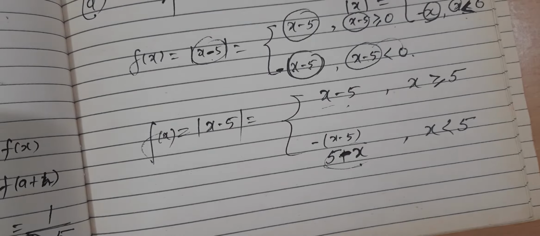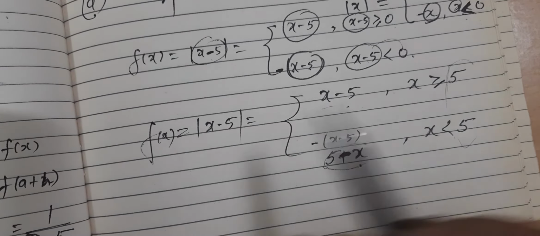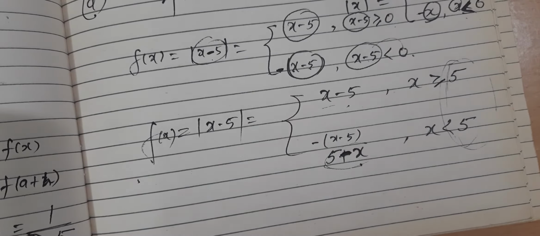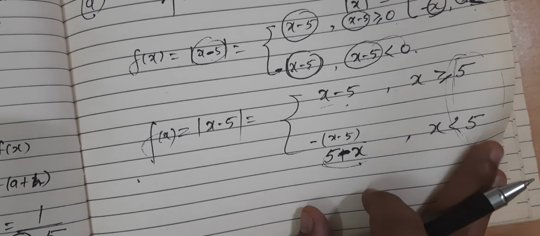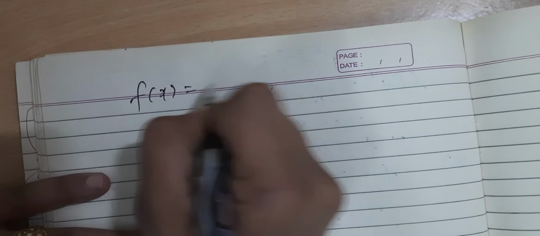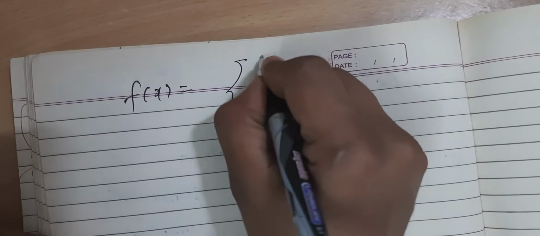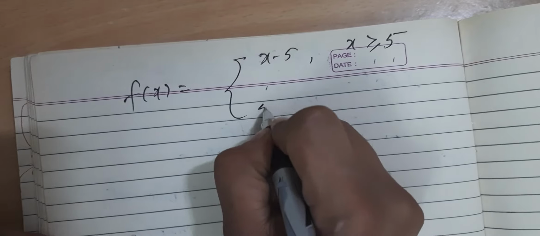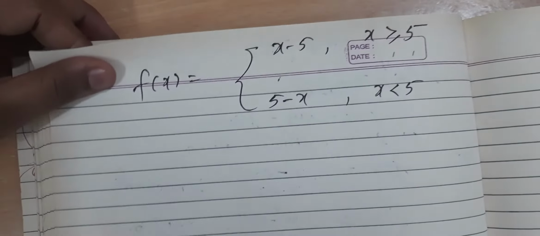So now we will check whether the function is continuous or not. But here we got a point 5. So we will check the continuity of this function at which point? At this point 5. Okay. So now we will check the continuity of the function at point 5. So I will write the function here once again. The value is x minus 5 for all x greater than or equal to 5 and 5 minus x for all x less than 5. Okay.